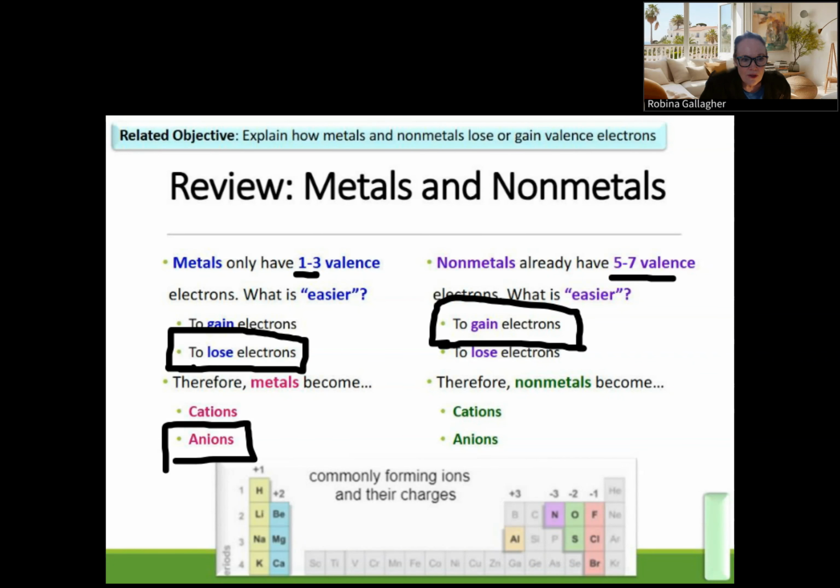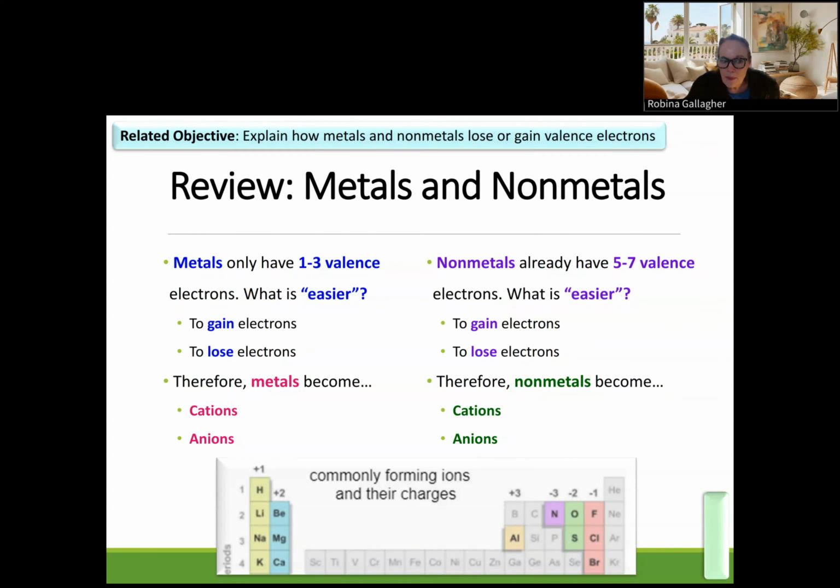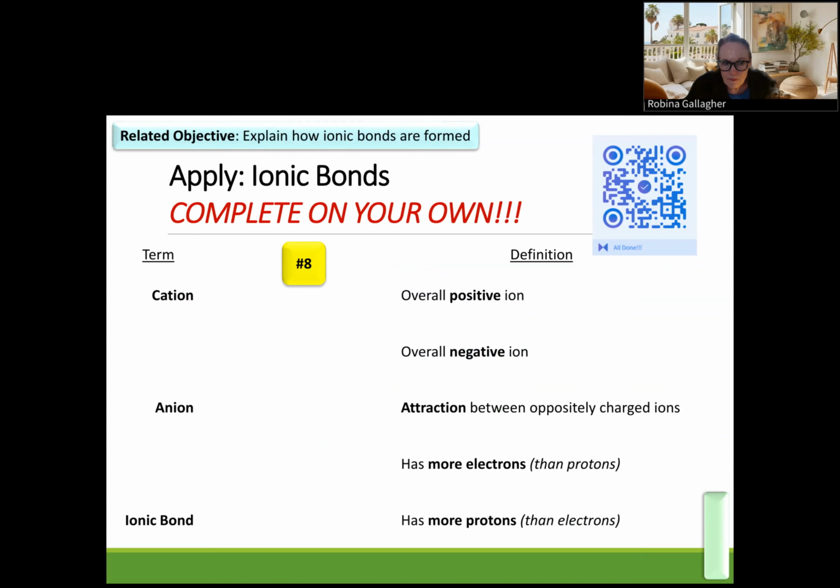And that is, wait, I did this wrong. That is wrong. This means metals become cations and nonmetals become anions. Wow. And so it's metals and nonmetals that bond ionically. Okay. Metals and nonmetals bond ionically.